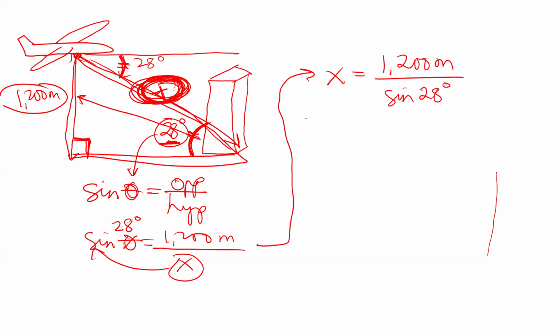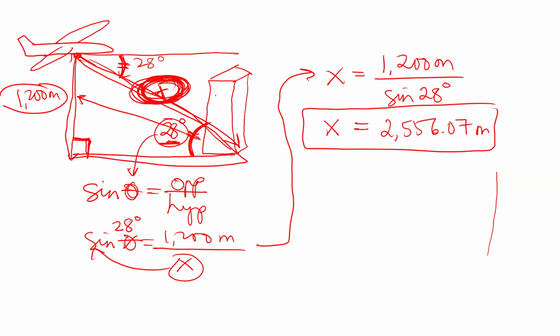Okay, so if we have this now, get your calculators. What is 1,200 meters over sine 28 degrees? Everybody get your calculators and try to solve this. What do you get? Very good. You get 2,556.07 meters. So that's the distance between the building and the airplane.